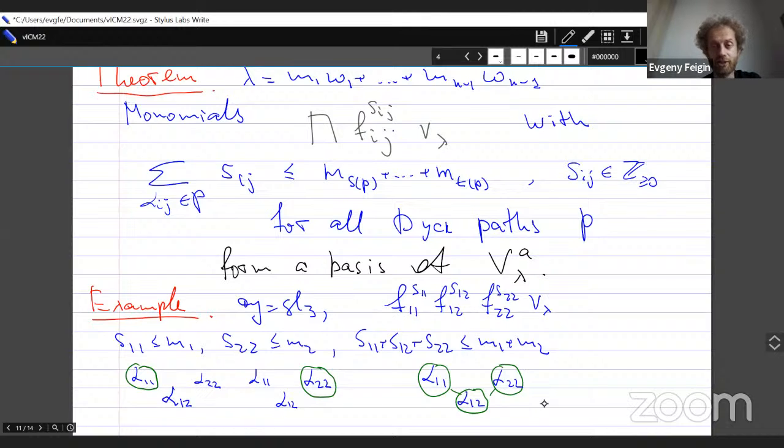The conditions say that we want s11 to be less than or equal to m1. This corresponds to the dig path of length 1, and similarly for the second simple root, s22 is no larger than m2. And then the sum of the three, s11 plus s12 plus s22, should not exceed m1 plus m2. This is the only length 3 dig path here.